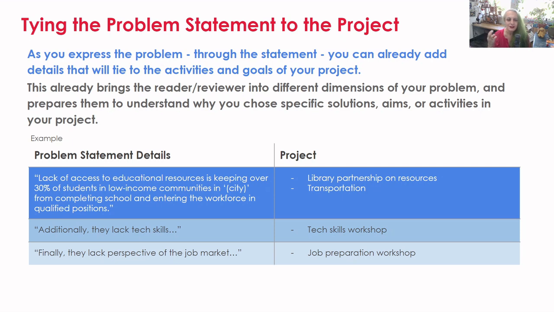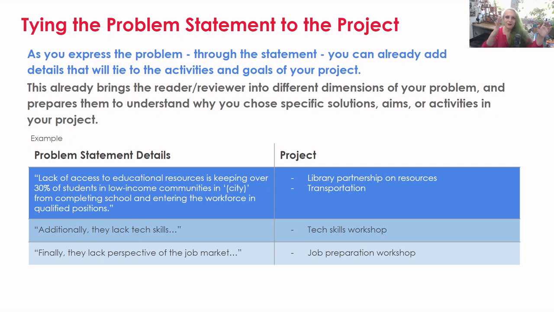So it's a library project. It sounds really cool in itself. But what else is going on that you're also going to include in your project because it's a low-hanging fruit, because it's easy, because it's low cost, and it's also associated with the problem? So for example, additionally, they also lack technology skills. So then you include in your activities a technology skills workshop. And in the problem statement, you might say, finally, they lack perspective of the job market. So they don't even know what kind of jobs are out there. So in your project, you will create an activity of a job preparation workshop.